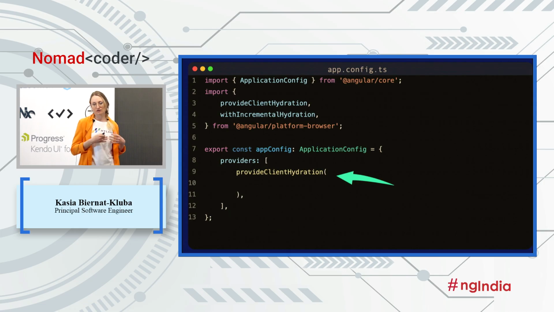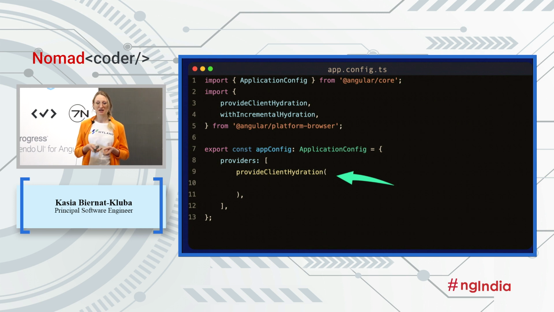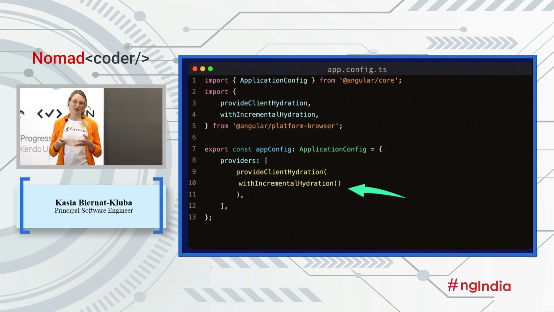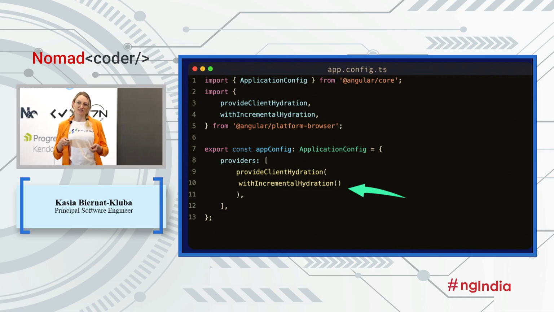Okay, so we have our SSR up and running. Now we have to enable hydration. And as Michael already showed in his presentation, all you have to do is go to your app config and provide client hydration. If you want to enable incremental hydration, you just have to do it with incremental hydration. And that's it. Now your SSR application is hydration enabled and it's up and running.